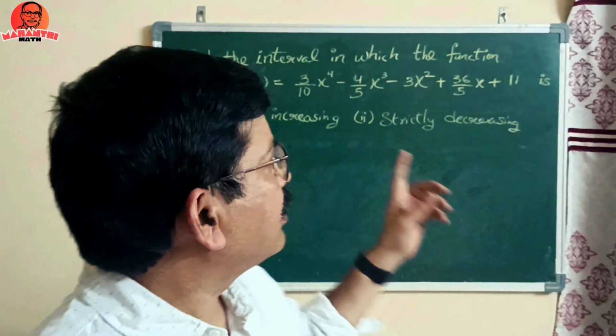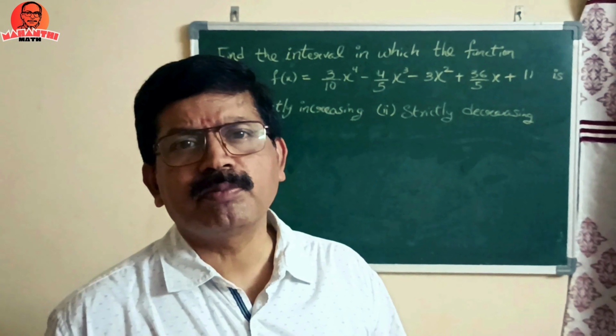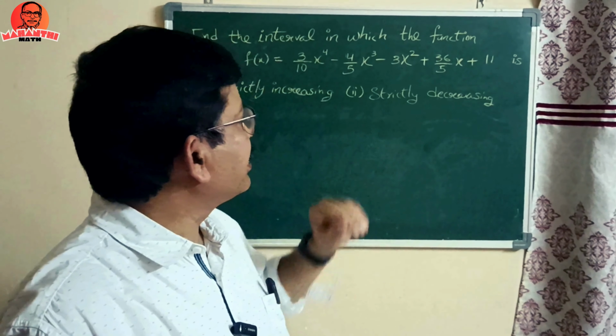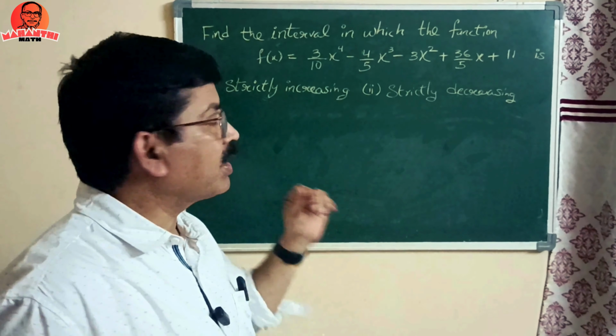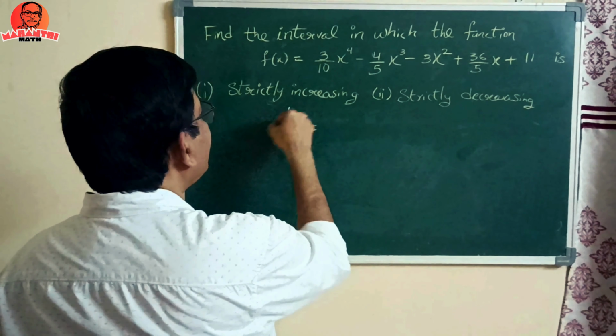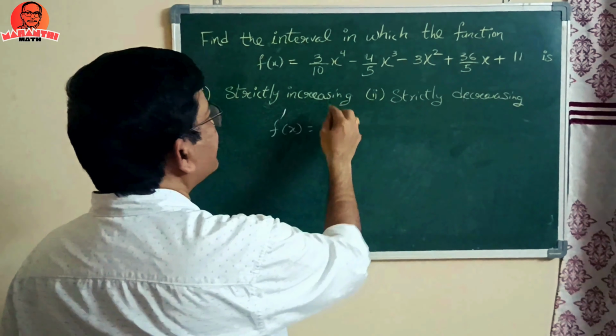Okay, now you see the second sum. Same type of sum, only the degree of the function has increased. Fourth degree we have taken. What happens is, see, what is step 1? Step 1 is the derivative you have to take. What is the derivative of this?